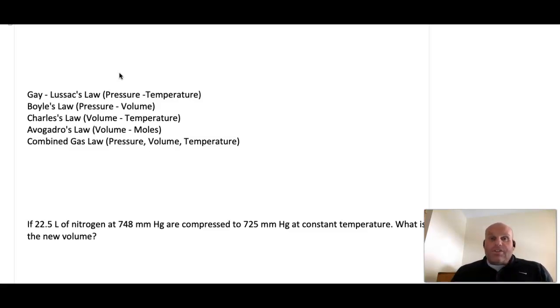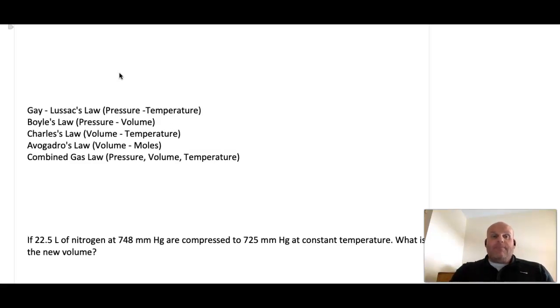Volume and moles, okay? So again, if I increase the amount of gas I have, that would increase the pressure. More gas molecules mean more collisions with the walls of the container. So to make sure the pressure doesn't increase, I would need to increase the volume of my container. The last one I have listed here takes into account pressure, volume, and temperature, and it's derived from the relationships that we just talked about.